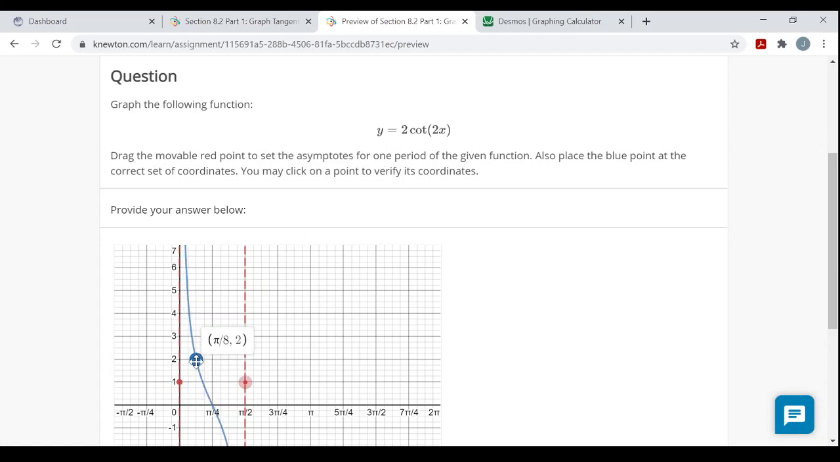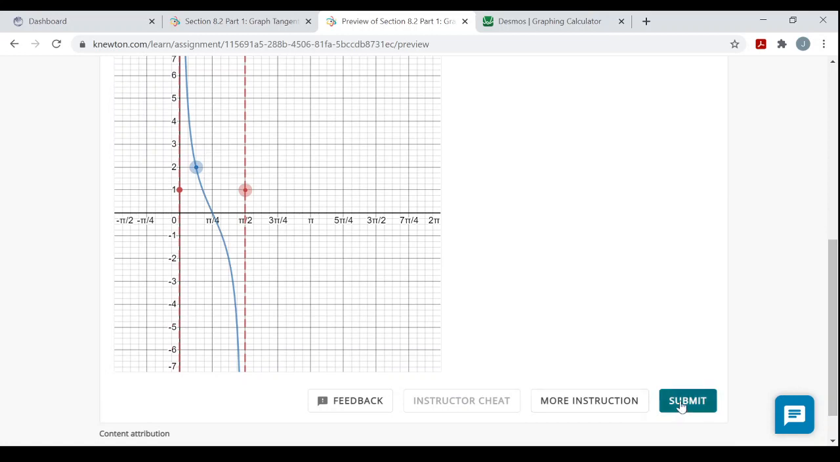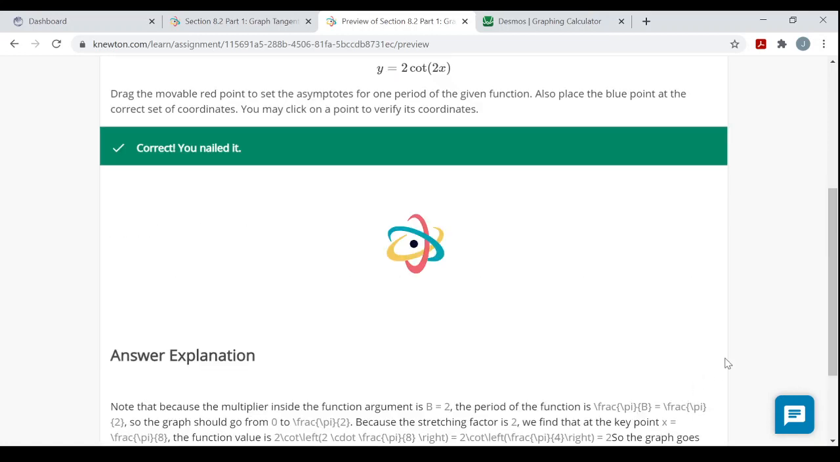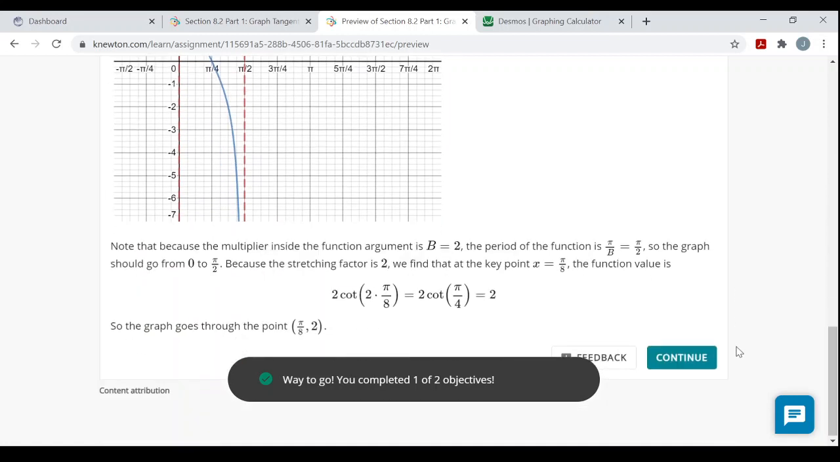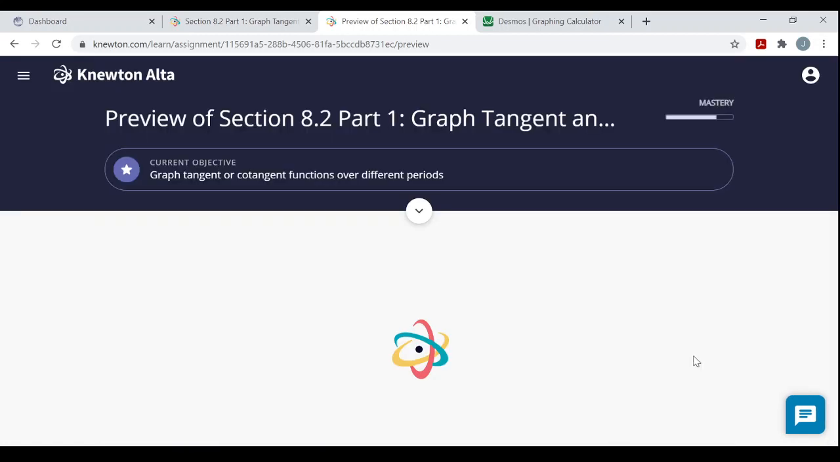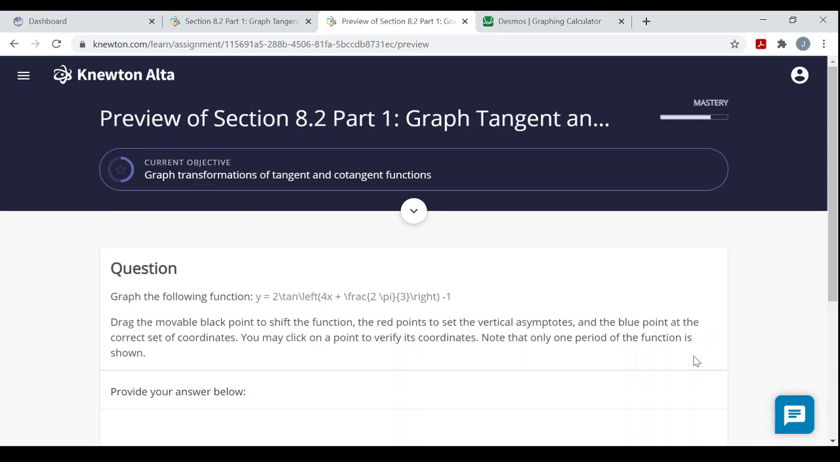Again, I would recommend drawing it by hand first, right? I mean, I've done this a million times, so that's why I'm able to fly through these. But I would recommend drawing it by hand first. I like following those steps.